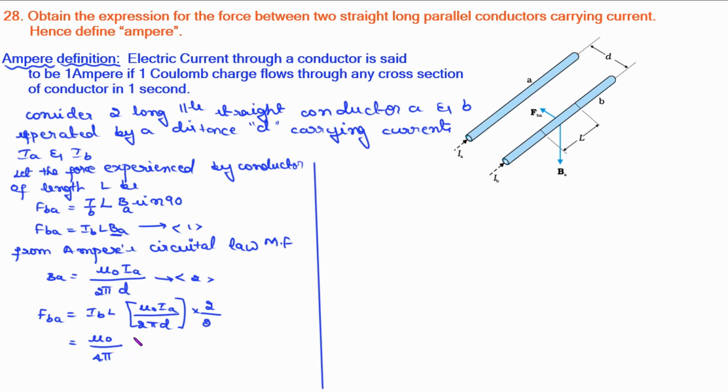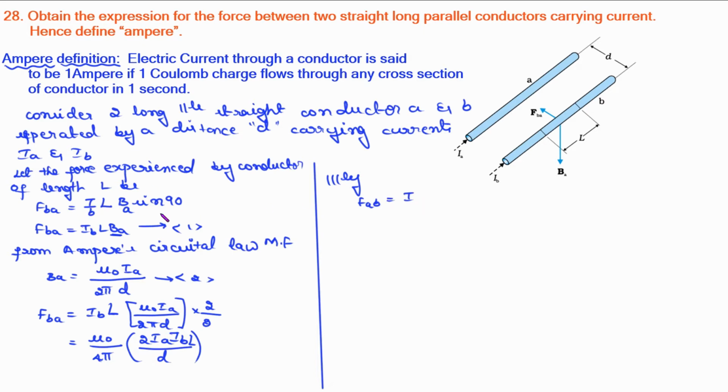like this, 2 and 2. Mu naught divided by 4 pi comes outside, and inside 2 IA IB divided by D. Okay, so mu naught divided by 4 pi, 2 IA IB, there is also an L here. So that L comes here. Similarly, all right, FBA we have written. Similarly FAB is equal to IA.